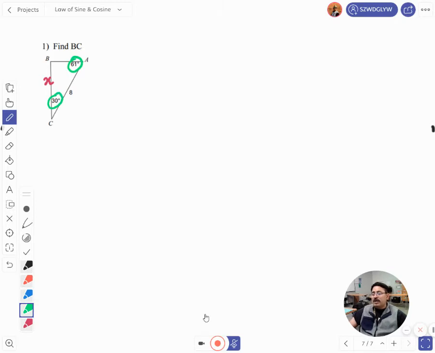Then I'm using a different color code. I see that two angles and two sides are given. Let one of them be X, that's fine. So two sides and two angles means I have to use the sine rule.